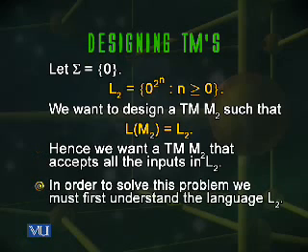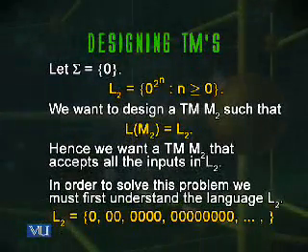In order to solve this problem, first we will have to understand the language L2. What does this language L2 consist of? Well, we can take various values of n and see what strings this language consists of. It consists of the string which is a single 0, 2 zeros, 4 zeros, 8 zeros, 16 zeros, and so on. So if the number of zeros in the string is a power of 2, then the string belongs to this language. And if the number of zeros in a string is not a power of 2, then the string does not belong to this language.